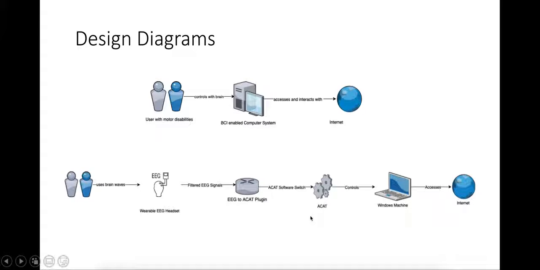And this is a more granular version of the design. These are the users. These users are going to use EEG, and these EEG signals would be used as an input to this interface, which is going to convert EEG signals into ACAT compatible input. And then ACAT compatible input commands are going to be used in this Windows machine to carry out regular tasks and to open many applications and run them.